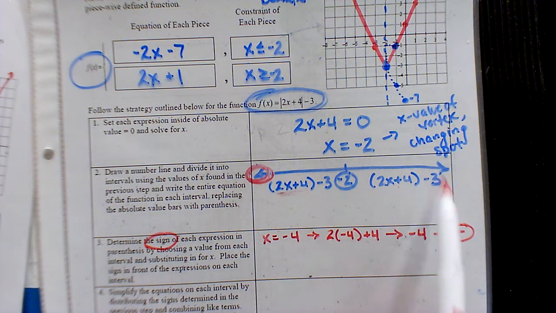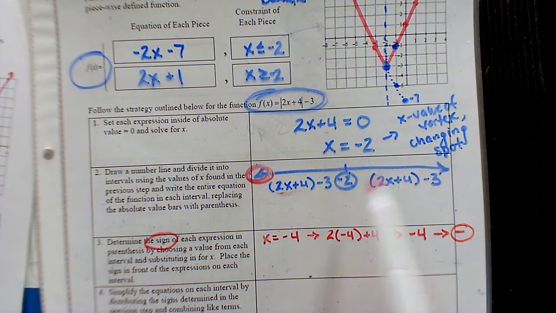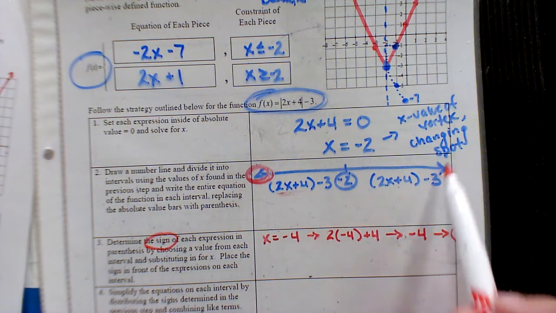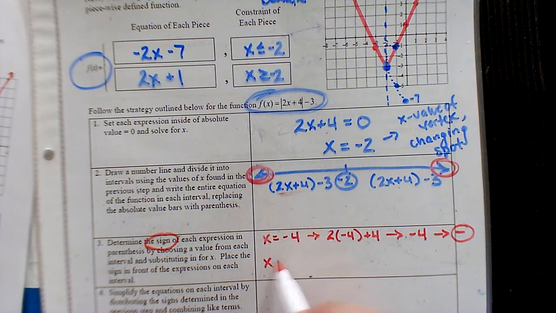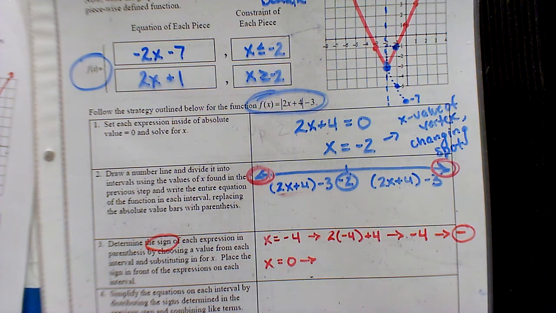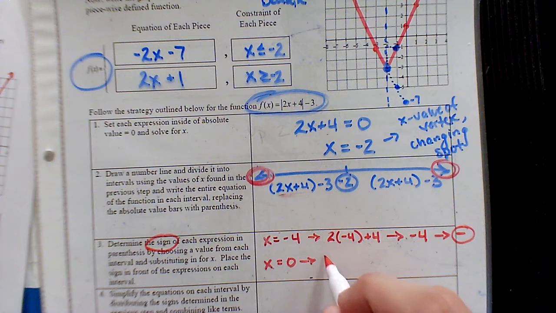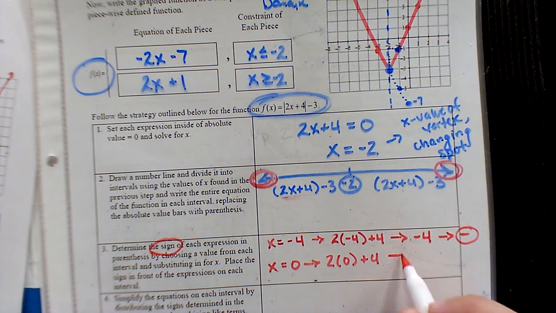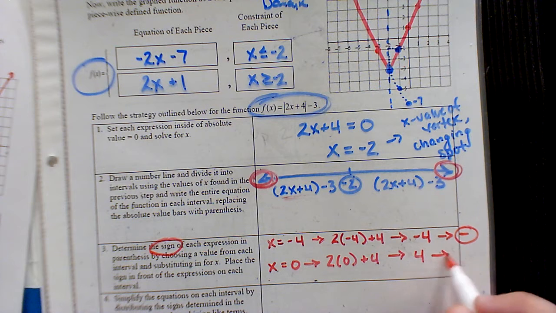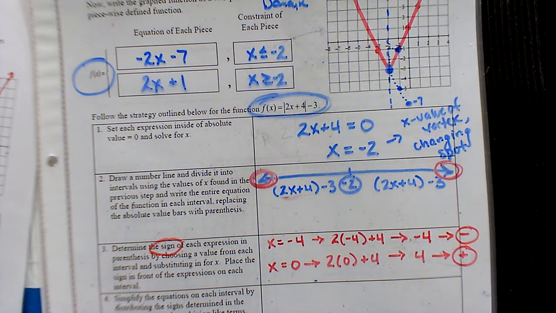Let's do the same thing from the next side. Pick any number you want between -2 and positive infinity. Something easy. Sure, 0. We're only going to plug 0 into the parenthesis quantity. Looks like we would get 4. So that quantity is positive.